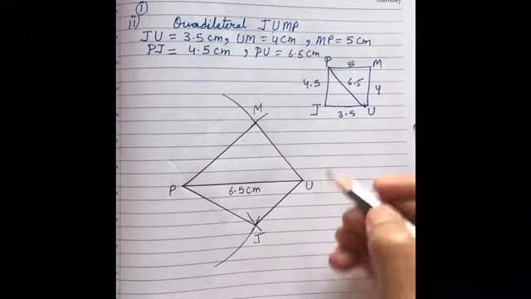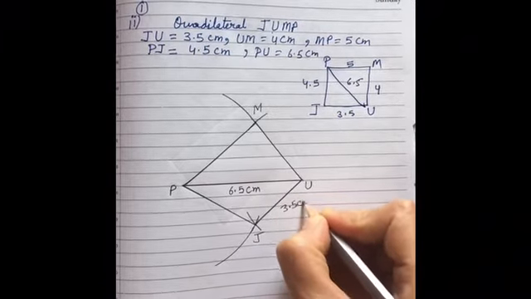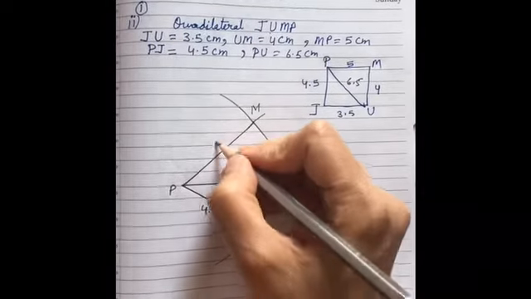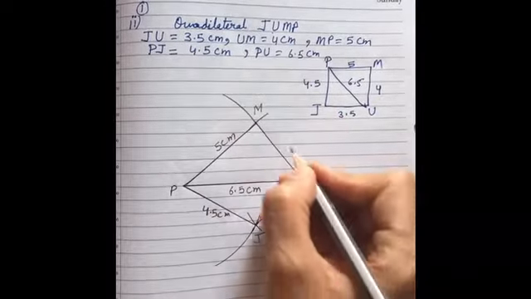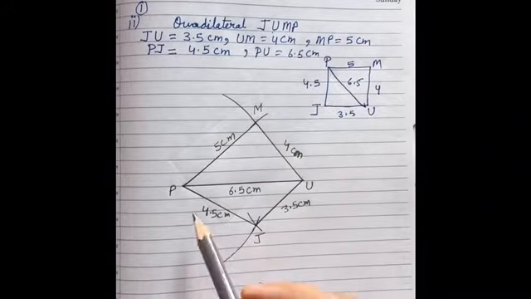Fine. The steps of construction are the same. First write down their measurements. So this was 3.5 centimeter. This was 4.5 centimeter. This was 5 centimeter. And this is 4 centimeter. Fine. Steps of construction are the same.